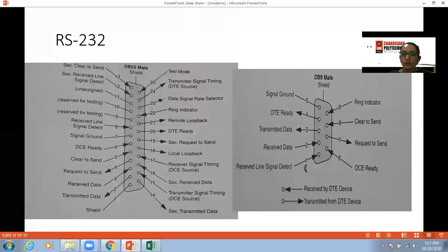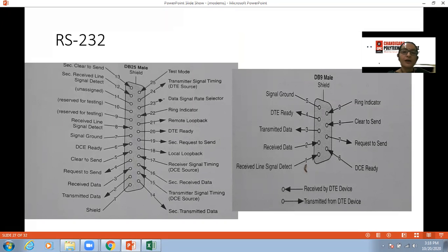18th has local loopback. 19th request to send. 20th DTE is ready. 21 remote loopback. 22 is ring indicator. 23 is your data signal rate selector. 24 transmitter signal timing. It is on the side of DTE. And 25th is on our testing mode.